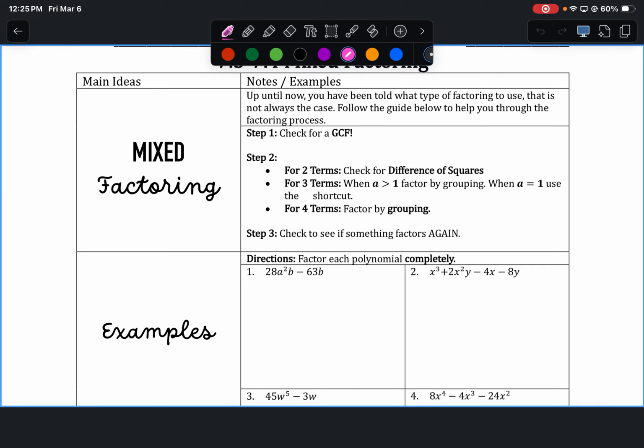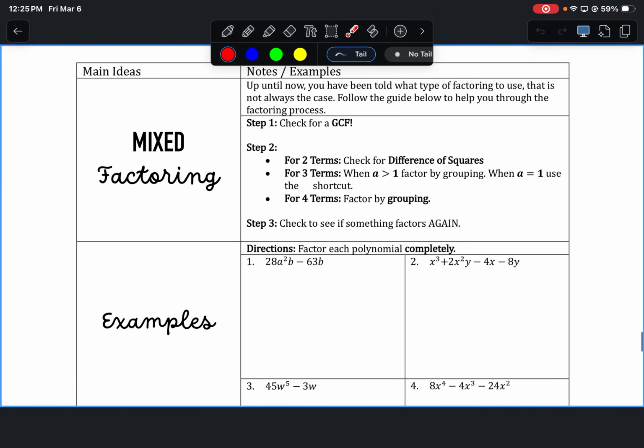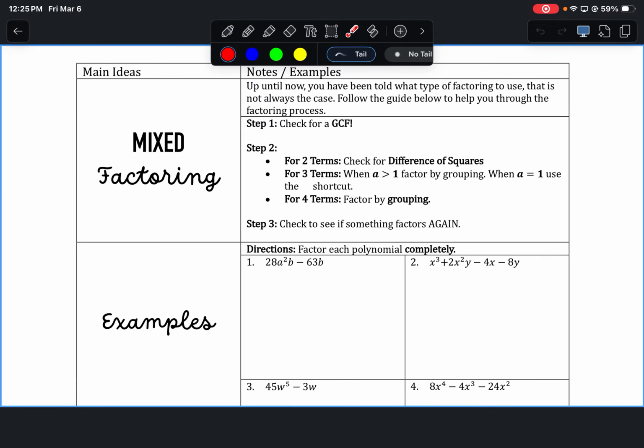All right, let's go ahead and start with these. What it says right here is, up until now, you've been told what type of factoring to use. So this is how it'll be on your test. I am not going to tell you, factor using difference of squares. I'm not going to tell you, this has 4 terms, use grouping. I'm not going to tell you, this is a trinomial where A is 1, you can use a shortcut. You have to be able to recognize it, which is part of why I gave you that graphic organizer. I'm hoping it will help you to recognize it. This is the same exact thing that is on that yellow paper. Start with a GCF, then use how many terms it is to figure out what to do next.